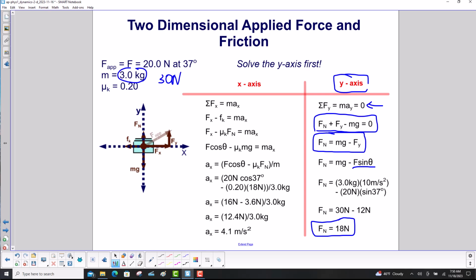So let's move over to the x-axis now. Again, Newton's second law. F of x minus Fk, friction force, is ma, and we substitute in the friction force here, which is mu k times the normal, which we get over here. We move this around a little to solve for the acceleration, substitute in our givens, and then find an acceleration of 4.1 meters per second squared.